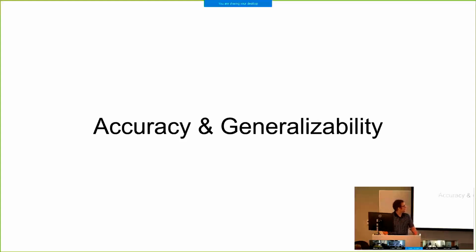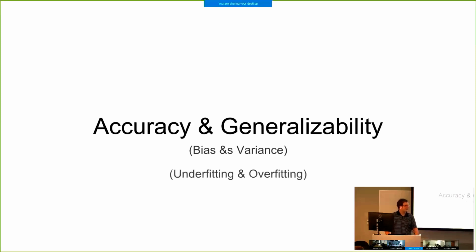So today I'm going to be talking about this particular topic. You may know it by different names. Another way to express these two dimensions is bias and variance, and also underfitting and overfitting. This is going to be the topic of the next 10, 15 minutes or so.